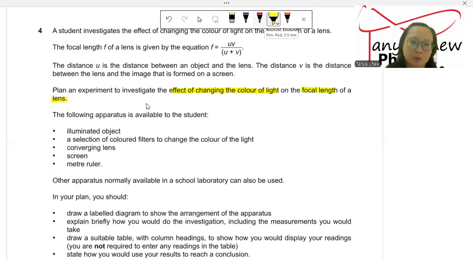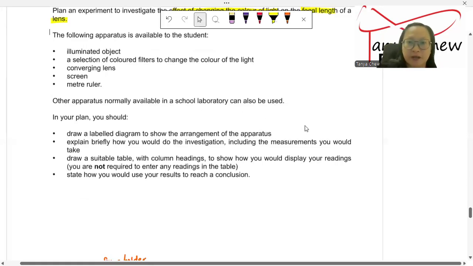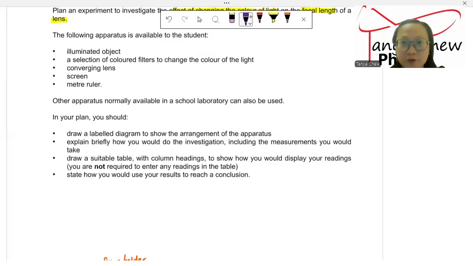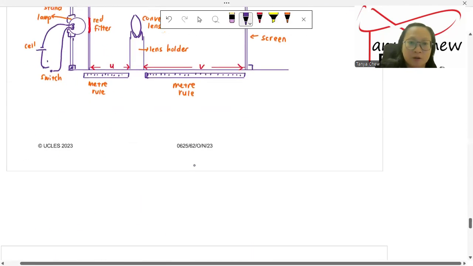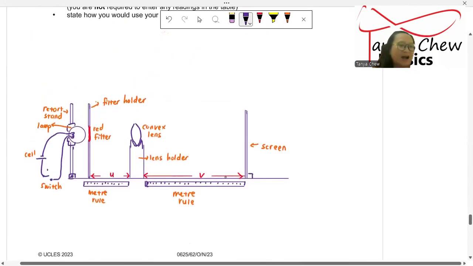Other apparatus normally available in the school laboratory can also be used. In your plan, you should first draw a labeled diagram to show the arrangement of the apparatus. Let me show you. This is my labeled diagram. Now let me talk about my labeled diagram right here.